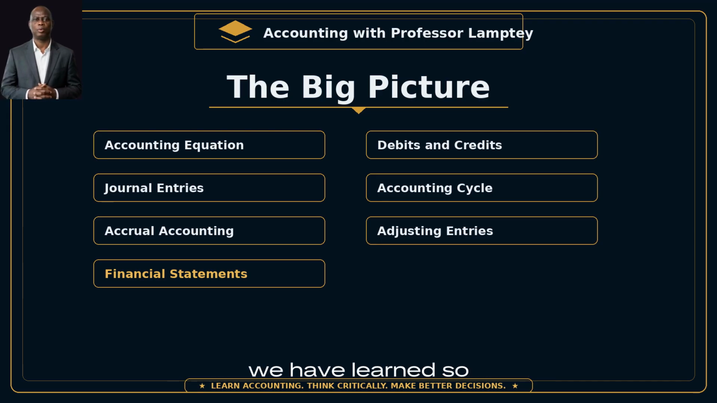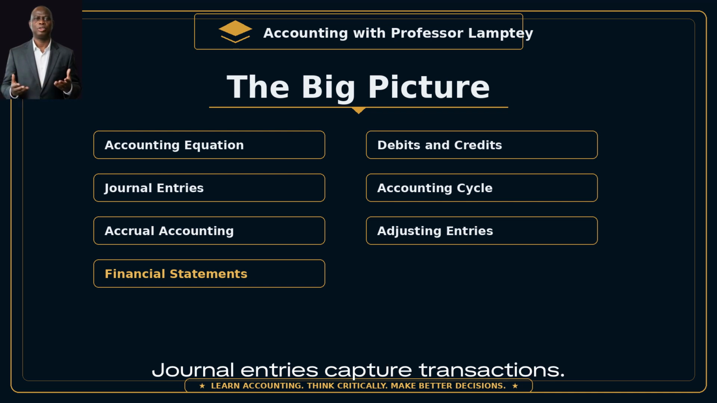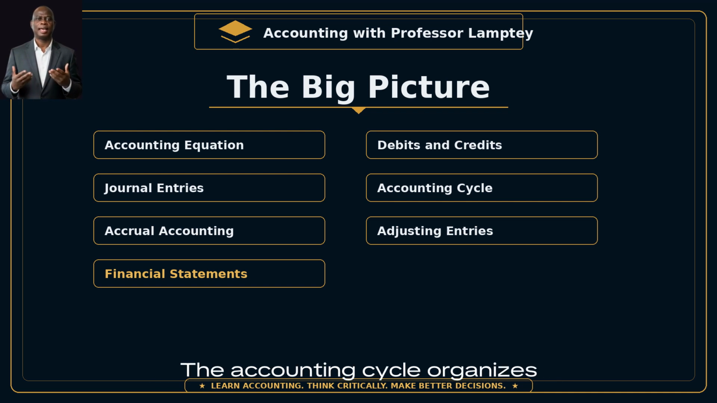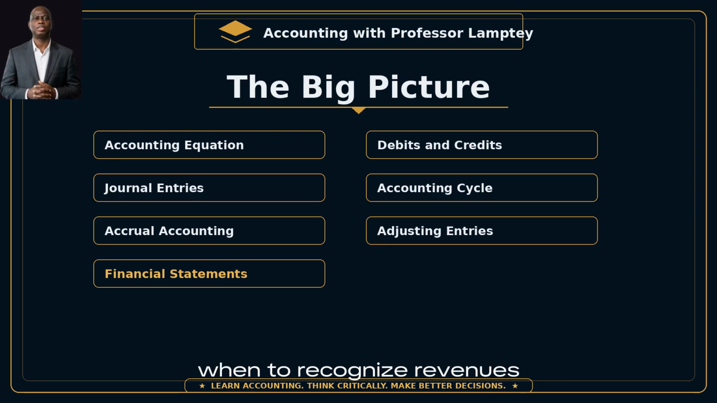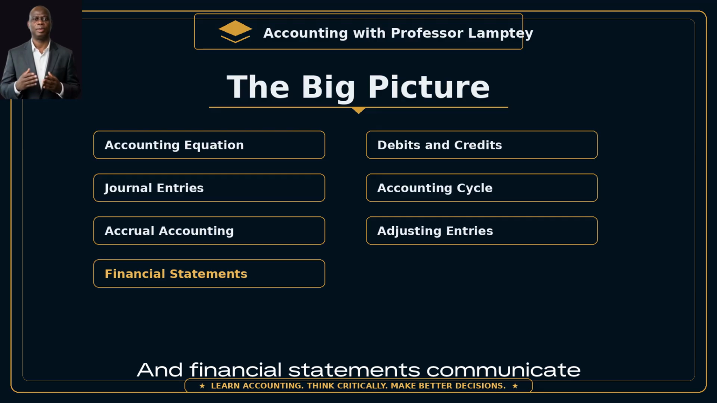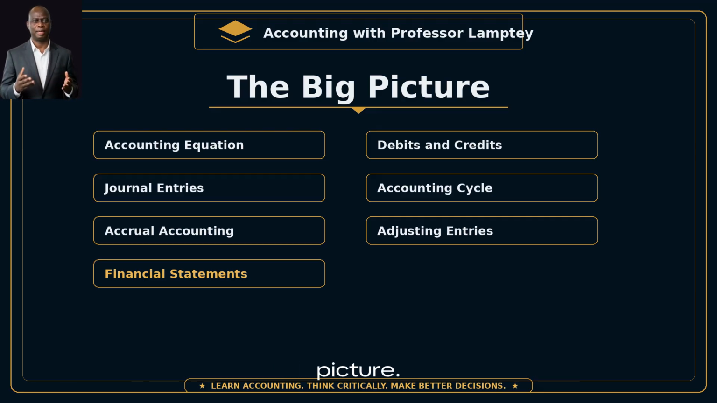That is why everything we have learned so far matters. The accounting equation gives us the foundation. Debits and credits give us the recording system. Journal entries capture transactions. The accounting cycle organizes the process. Accrual accounting tells us when to recognize revenues and expenses. Adjusting entries update the accounts, and financial statements communicate the results. That is the big picture.